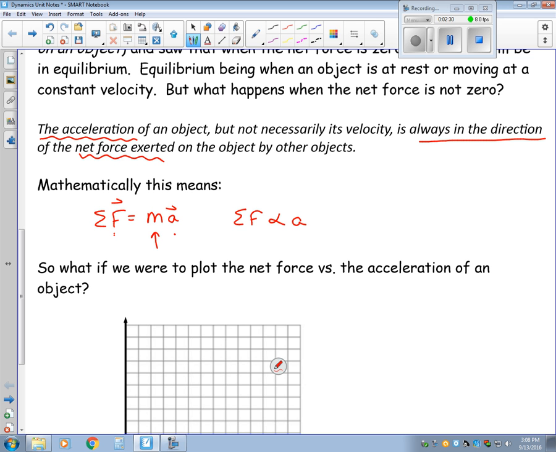Also notice, not necessarily the velocity. The velocity does not have to be in the same direction as the acceleration or even the net force. So kind of think about a car while it's braking. The car is moving in a positive direction, but the net force is acting in a negative direction to slow it down. So the acceleration is acting in a negative direction.